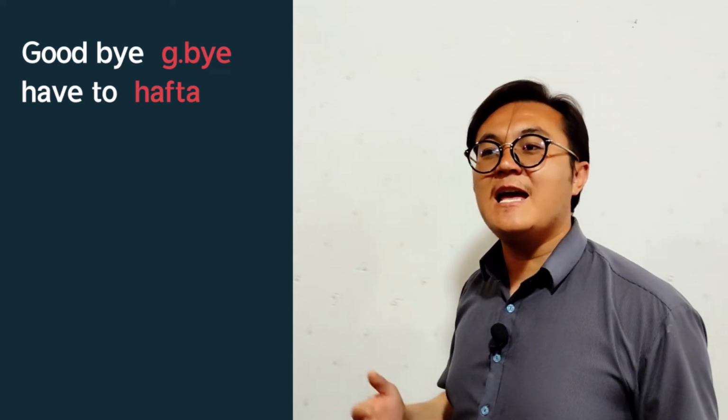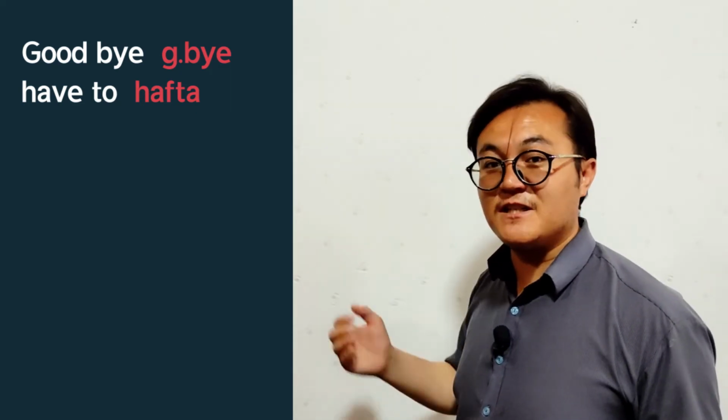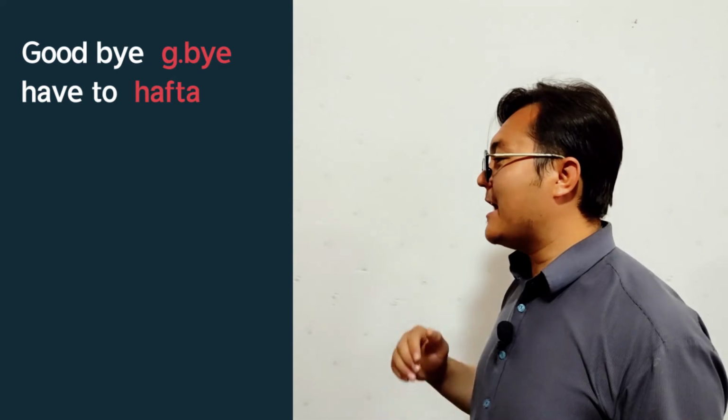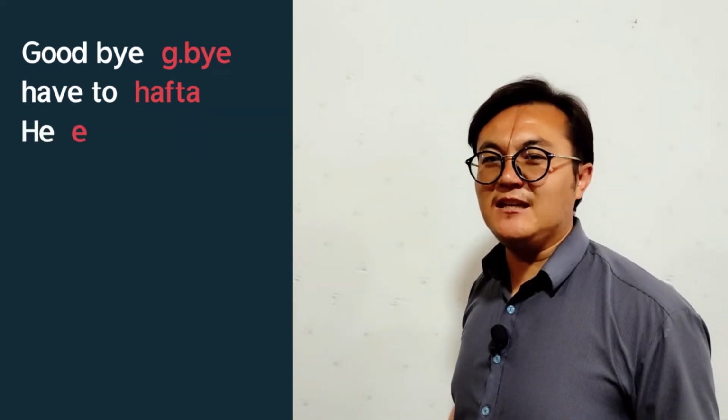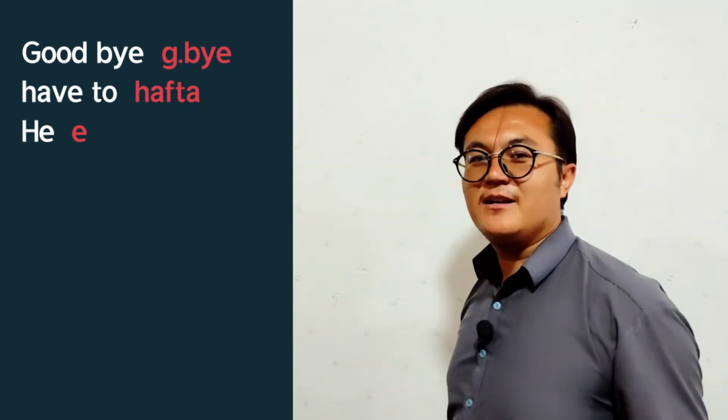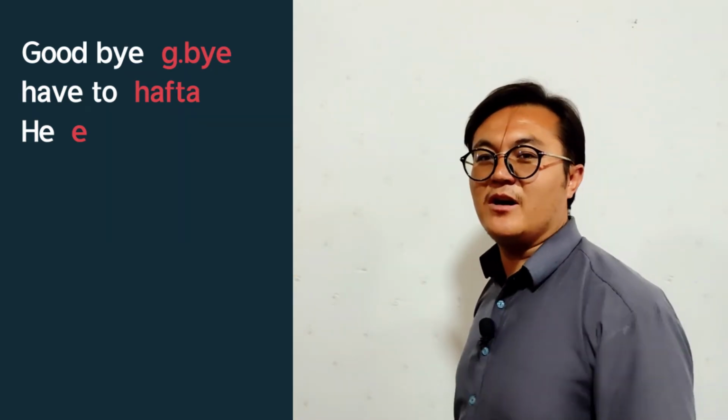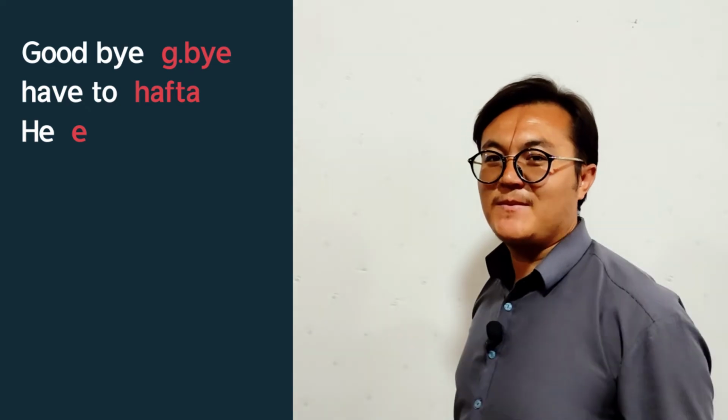Another example. Have to. When they're going to pronounce it naturally, they would say have to. All right? Another example, he. They won't say he. He is my brother. Americans would say, he's my brother. All right?